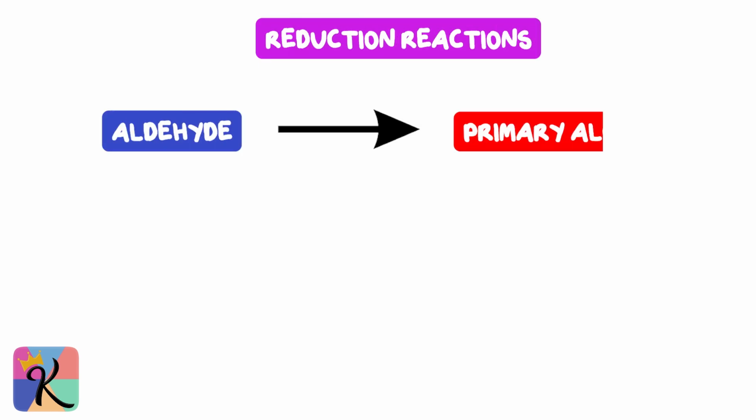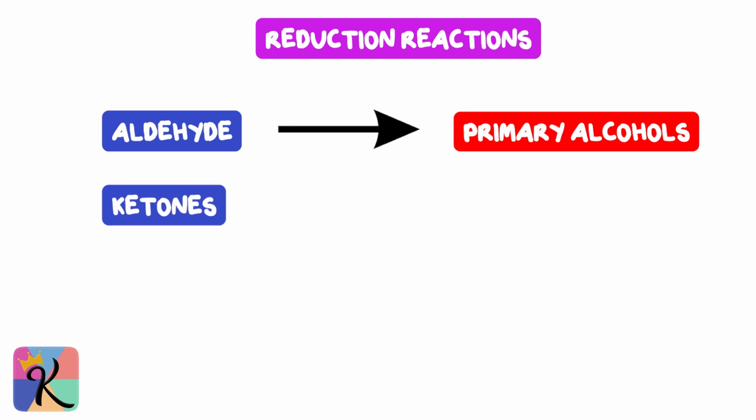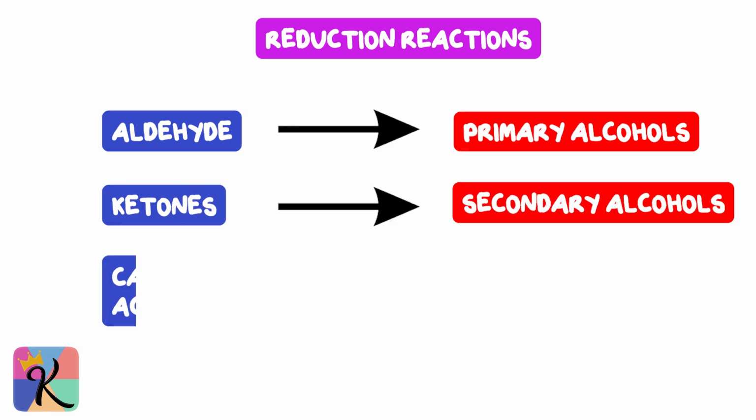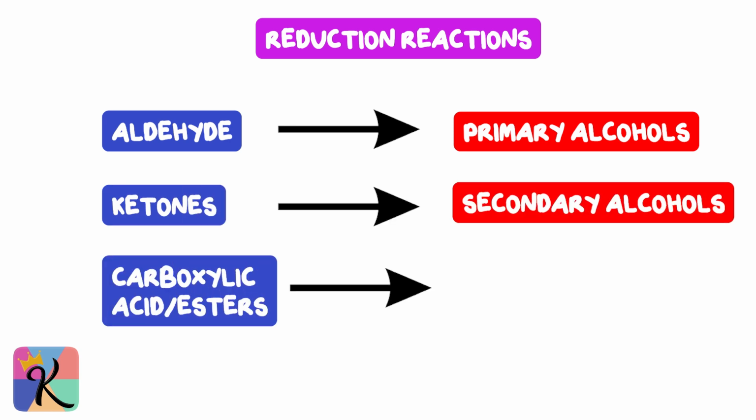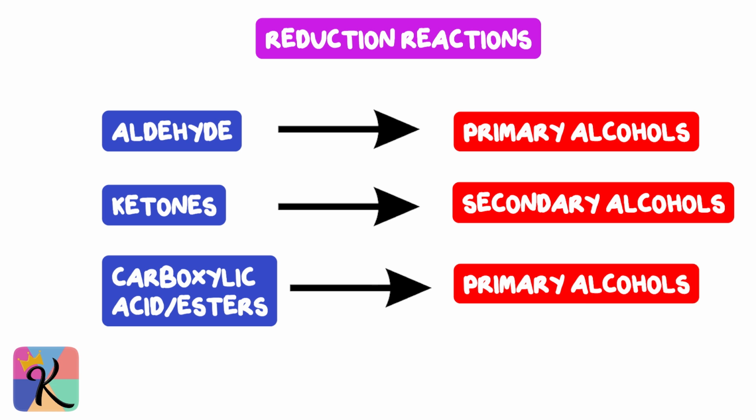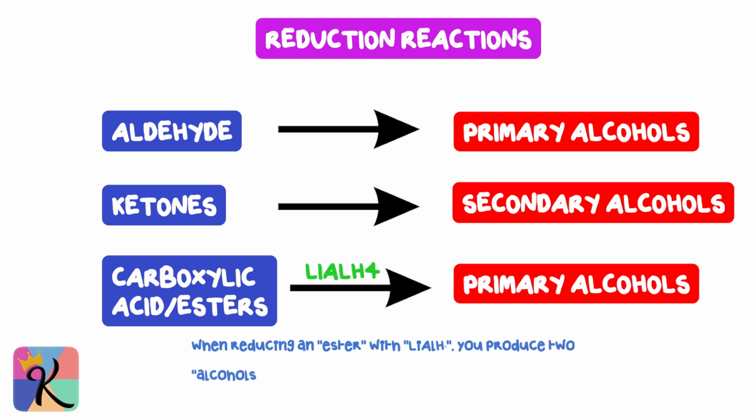Aldehydes are reduced to primary alcohols. Ketones are reduced to secondary alcohols. Carboxylic acids and esters are reduced to primary alcohols using LiAlH4. For instance, when reducing an ester with LiAlH4, you produce two alcohols, which is commonly used in synthetic pathways.